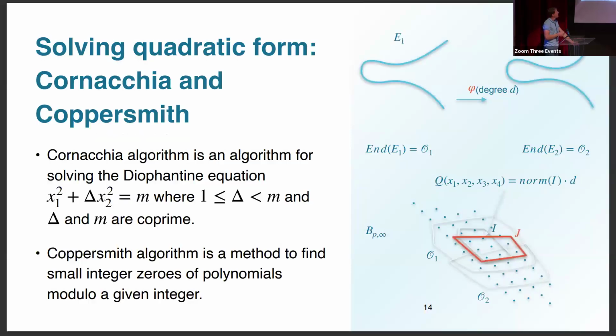So what we focused on was the 4th step. So we try to represent D with different algorithms, with Cornacchia and Coppersmith, with different versions of Coppersmith. So Cornacchia is an algorithm for solving equations of this form where delta and m are coprime, and Coppersmith's algorithm is a method to find small integer zeros of a polynomial.